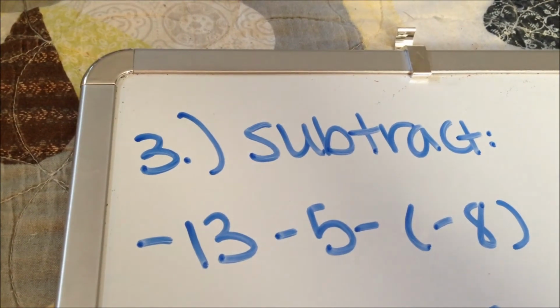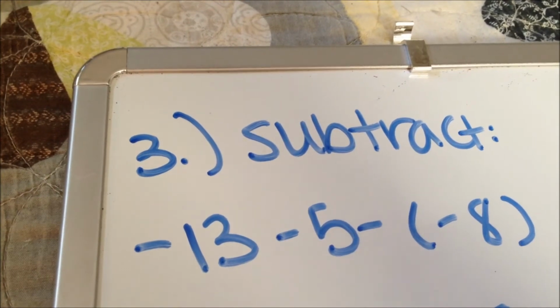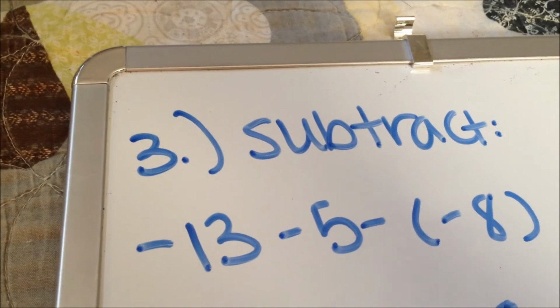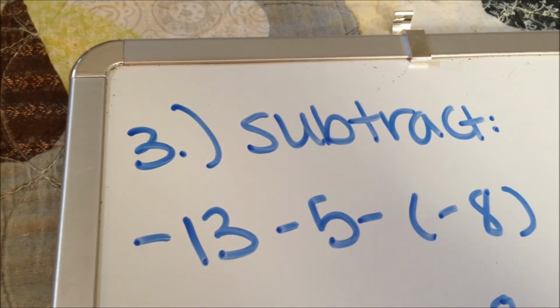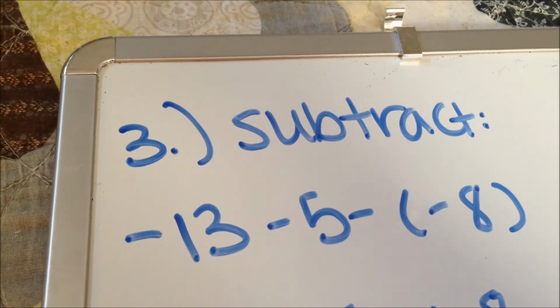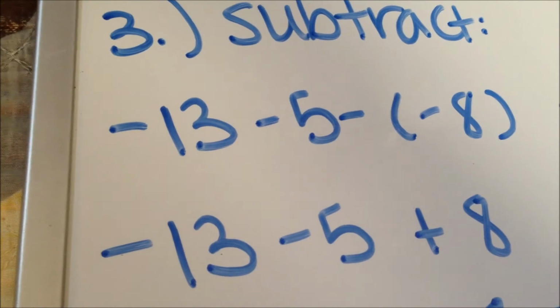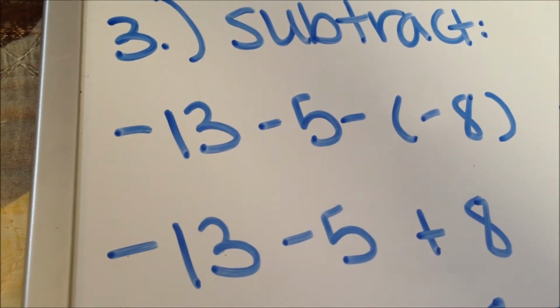Number 3, subtract negative 13 minus 5 minus negative 8. Again, don't focus on the word subtract, just focus on the rules that you know. Same sign sum, different signs difference. If you'd like, rewrite it. I would strongly suggest that. So we have negative 13 minus 5, and then minus negative simply becomes plus, so plus 8.